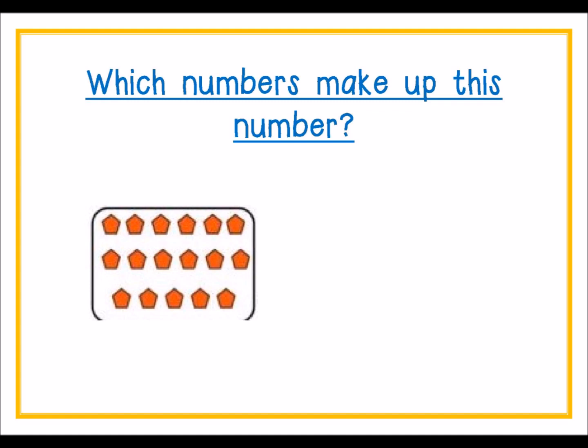Now, can you tell me, if we had to write the number 17, what two numbers would make up number 17? Do you know? It would be the number 1 and 7. This makes the number 17. Let's go on to our next example.